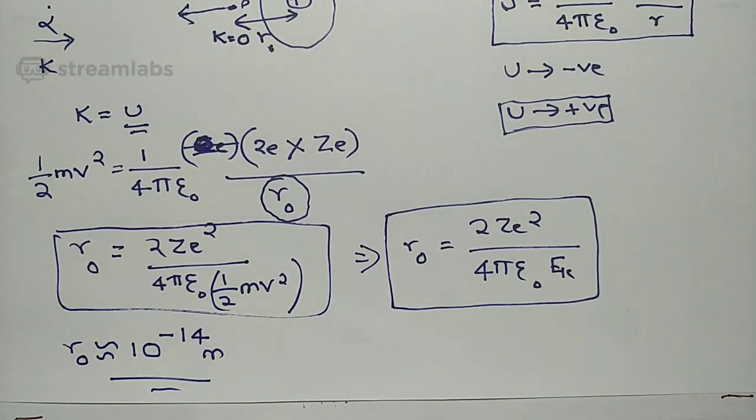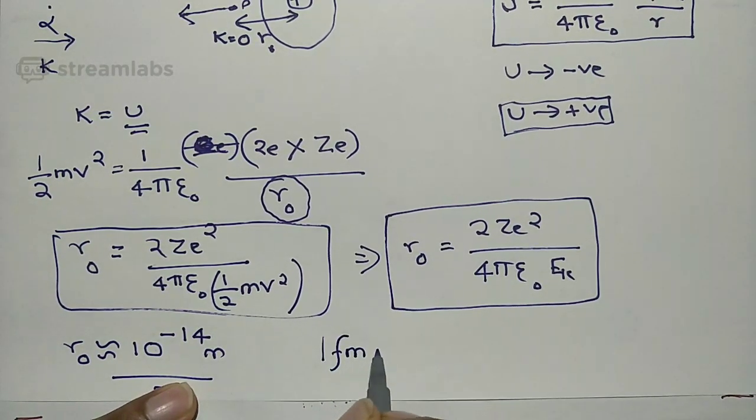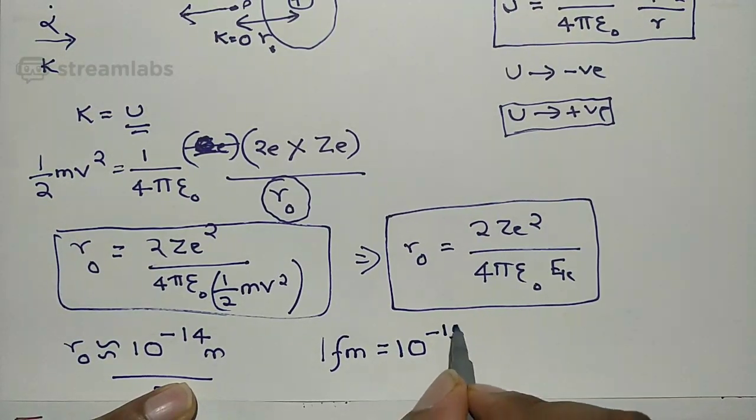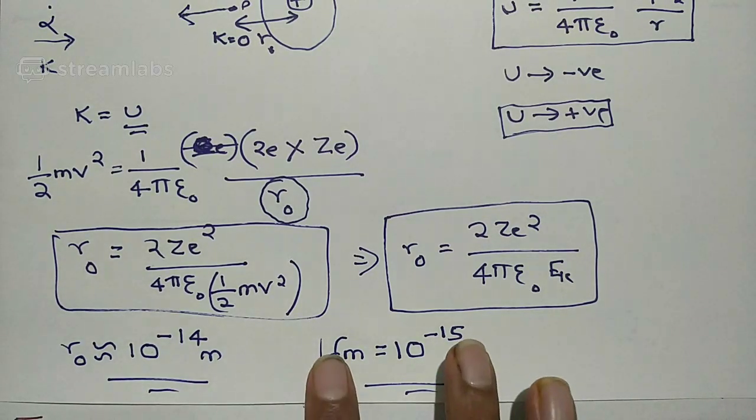Now, when he measured the distance of closest approach as 10 to the power minus 14, now you think from Rutherford's point of view, what may be the size of the nucleus? So the size of the nucleus should be less than that. On that basis, he said the size of the nucleus is of the order of Fermis. What is a Fermi? 1 Fermi equals 10 to the power minus 15 meter. You got the size of the nucleus, that is of the order of 10 to the power minus 15 meter. This is how he found the size of the nucleus using the distance of closest approach.